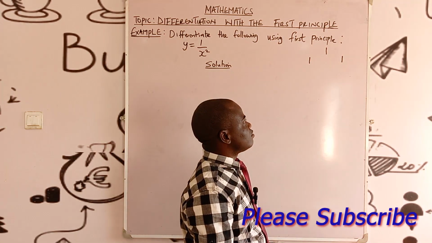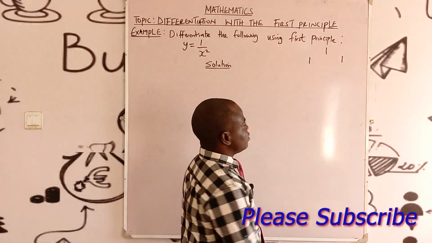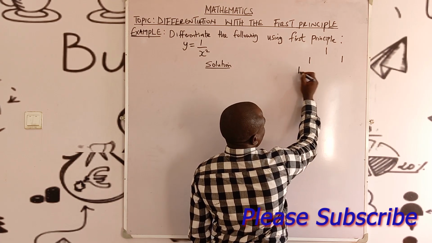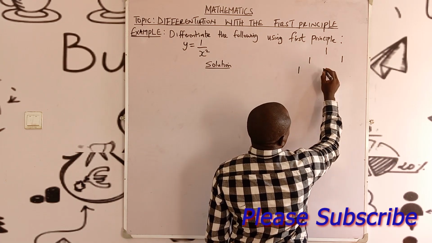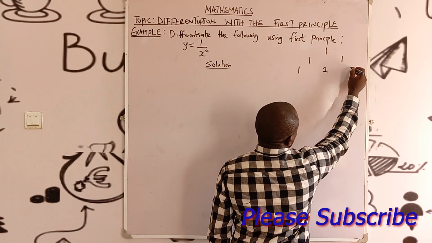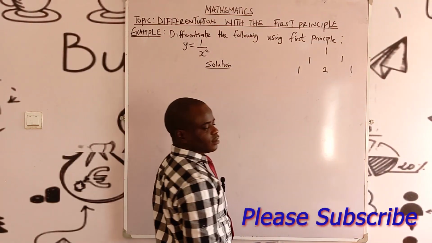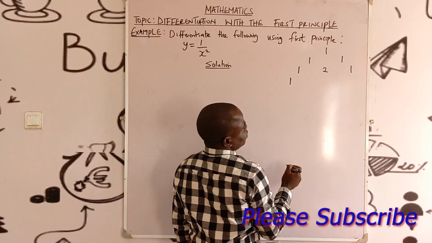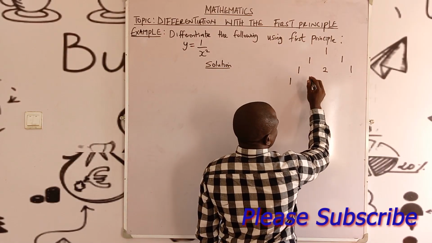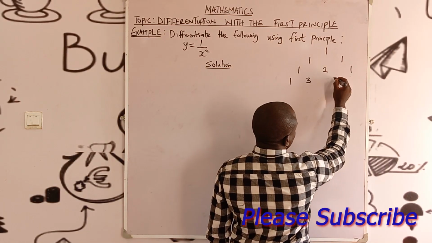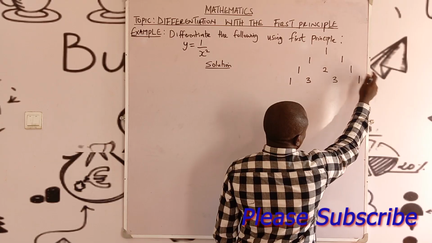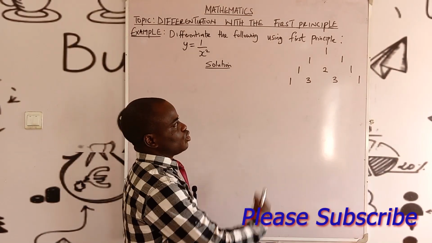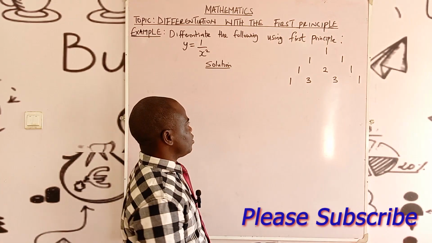That's the second line. The third line, you bring this one to the left and add them together. 1 plus 1 is 2. Bring this one to the right. Next line, you bring one to this side, add it. 1 plus 2 is 3, 2 plus 1 is 3. Bring this one to the right. That's how it goes to form Pascal's triangle.